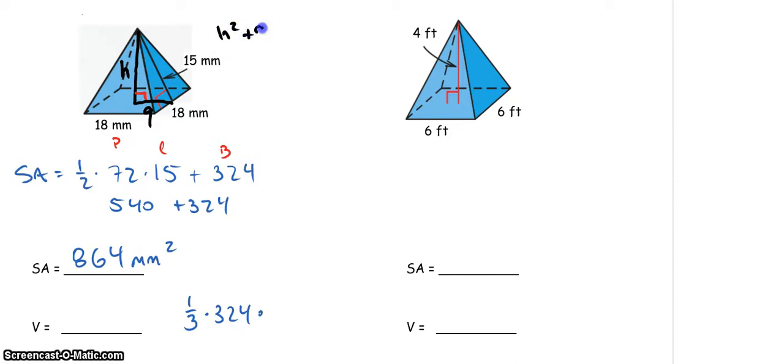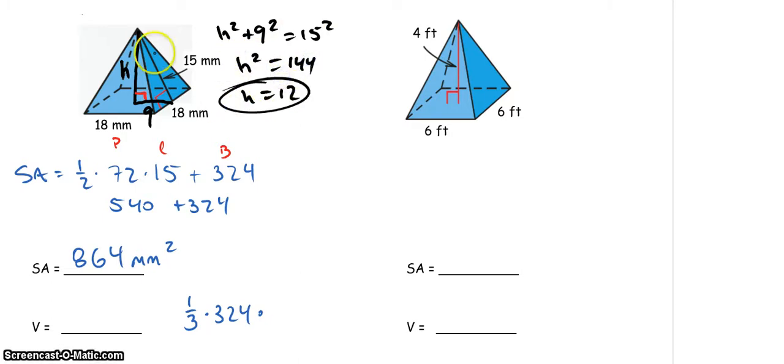So Pythagorean theorem says h squared plus 9 squared equals 15 squared. So h squared is 144, so h is 12. If you remember that triple, 9, 12, 15. So my height is 12. When we do that math, 1/3 of 324 times 12 gives me 1296 cubic millimeters. Remember, volume is cubic units. Now with the 1/3, you can just put it in your calculator or multiply and divide by 3. Either way will work.